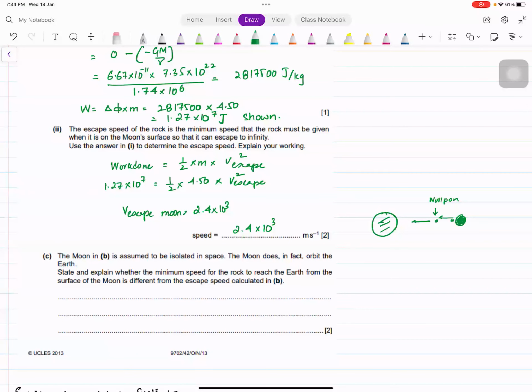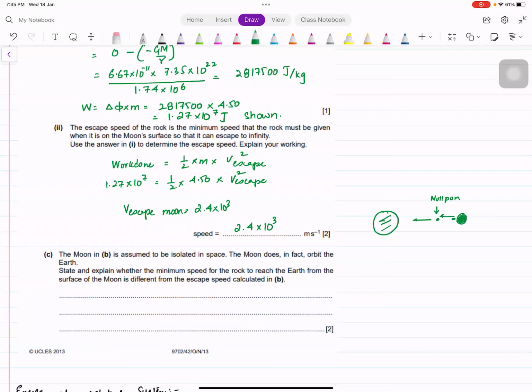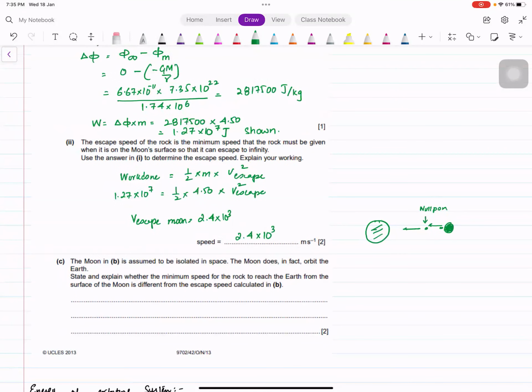Right, sir. Yes. So then we can definitely say that the escape speed will be much lower as Earth would also attract the object. All right, is that clear?